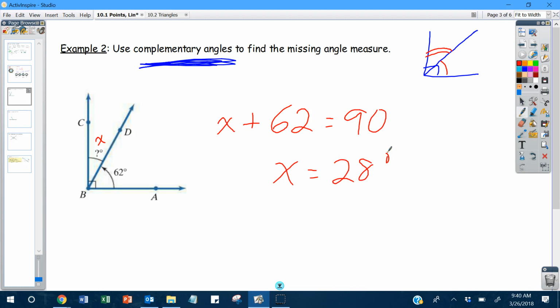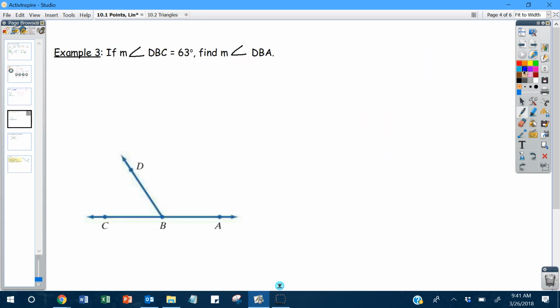So it's a nice, useful tool, and we're going to see it used for more complicated problems in the future. But first, let's look at supplementary angles too. I didn't write that on here. So this is going to be supplementary angles.